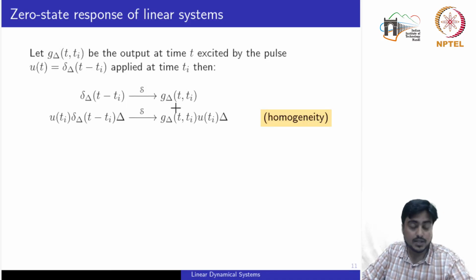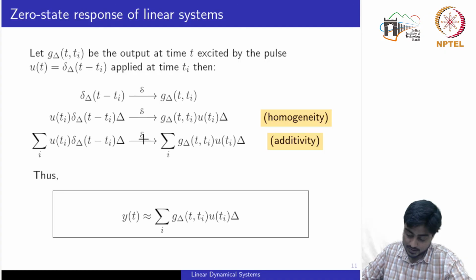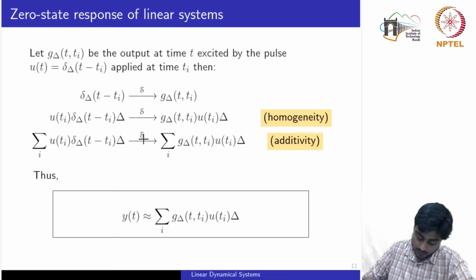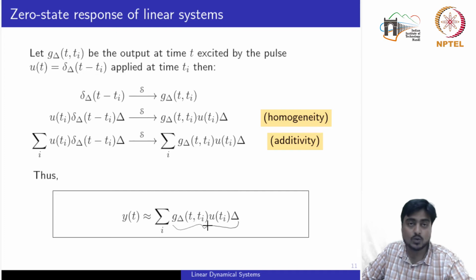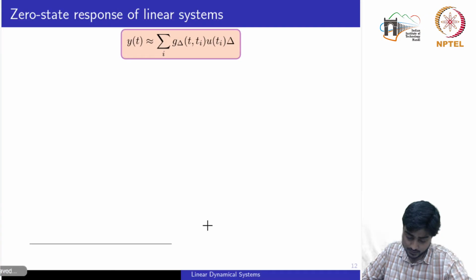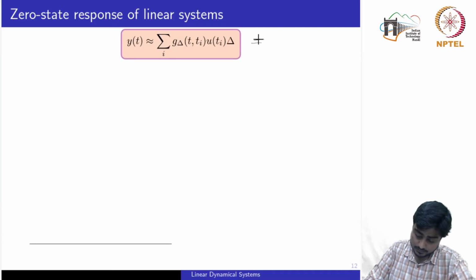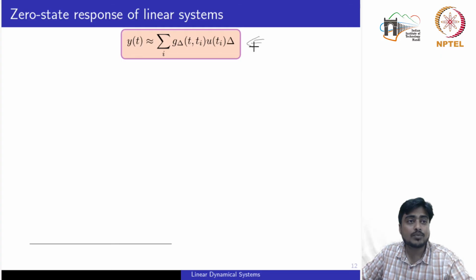Now if I multiply this input by u of t_i and capital delta, seeing the homogeneity property, the output should also be multiplied by these two variables. Now introducing the additivity property, if I sum them up over all the i's, we obtain an approximate output of the system which is defined by this summation of this entire quantity. Still, let's pay a bit of attention to this equation. This equation is still an approximation of the output of the dynamical system.